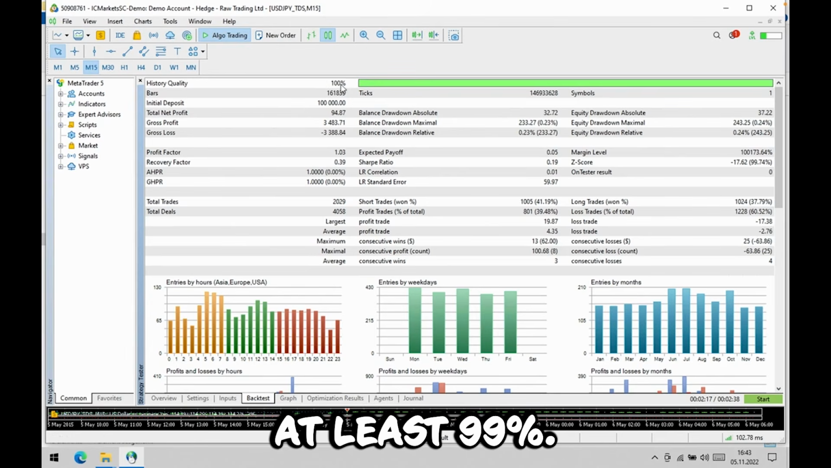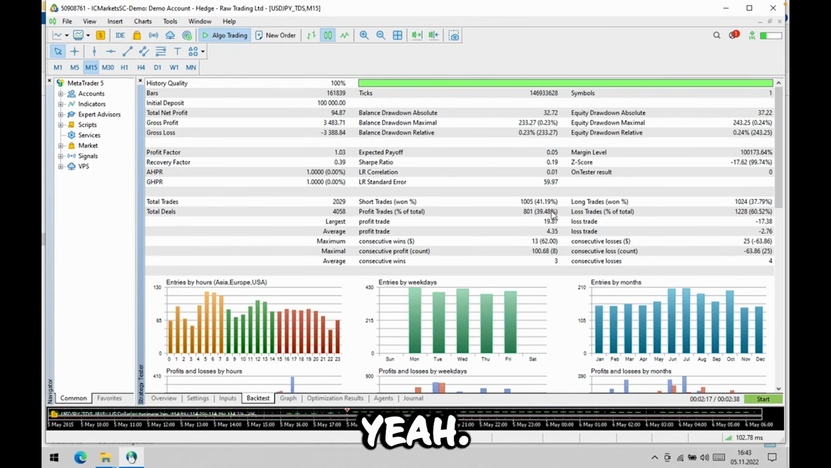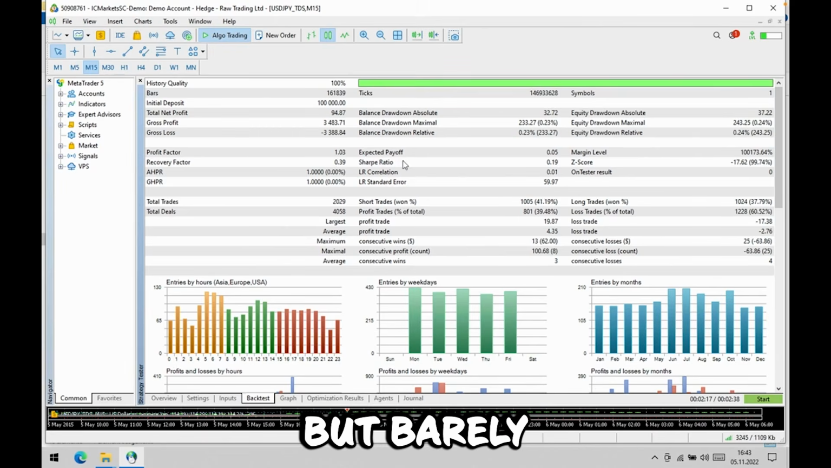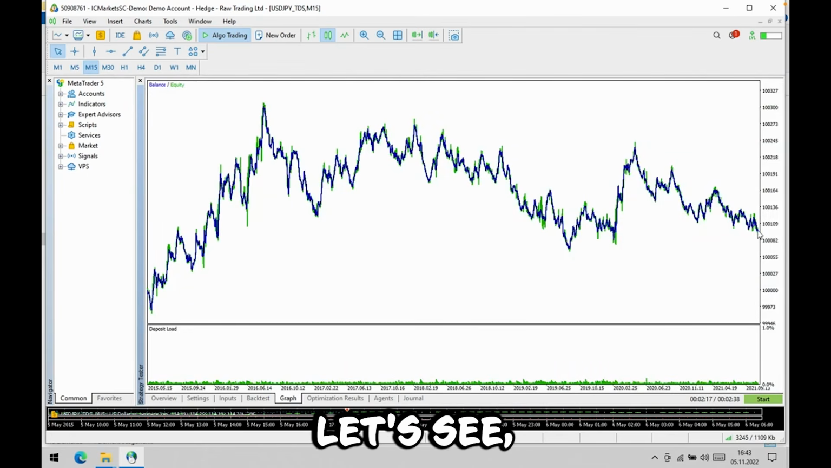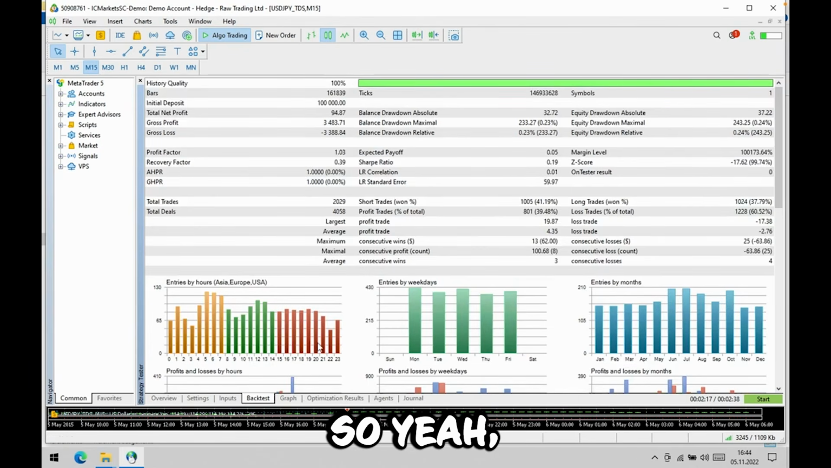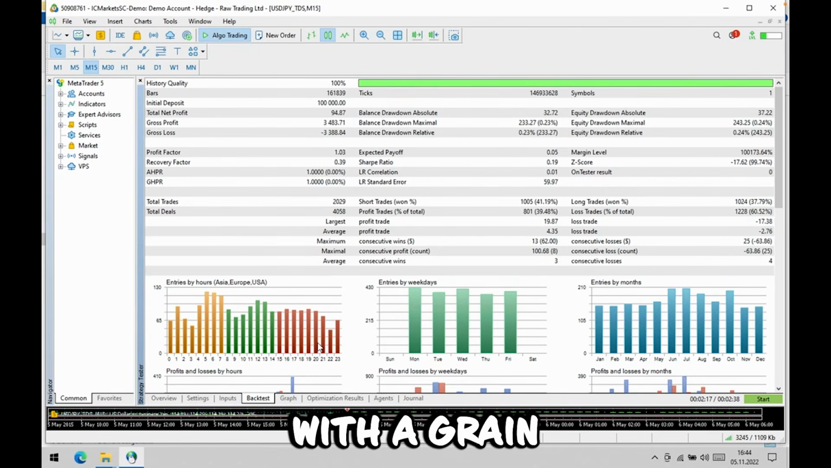We need at least 99%. A ton of trades were triggered, 2,000, quite many. The profit trades, roughly 40% win ratio. Good enough, right? It is still profitable, but barely profitable. We are, let's see, almost back to break even after 6 years of trading this strategy. So take it with a grain of salt. Take every strategy, every recommendation with a grain of salt.